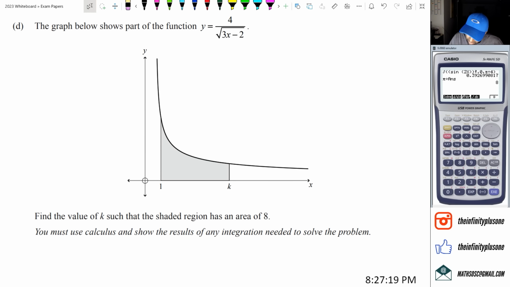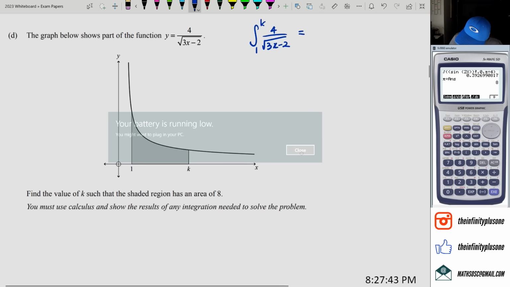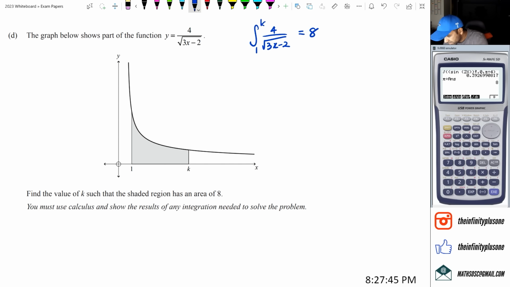So with question 1D, we've been given an area and we've got to figure out what the value of k is. So first up, we're going to write the question out. We've got the integral between k and 1, 4 over the square root of 3x minus 2, is equal to 8.